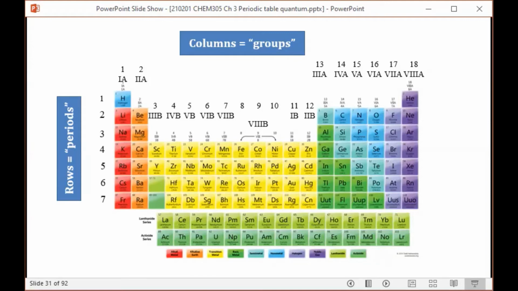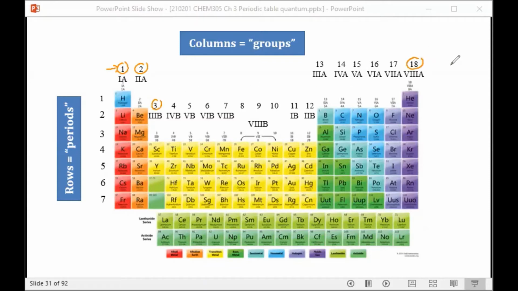Okay, so first thing, across the top of the table are columns. Each column we call a group. The columns are numbered from left to right, 1 through 18. So if you just go straight across numbering, grab my pen here, straight across numbering, you can see we start with 1, 2, 3, and so forth all the way across to 18.